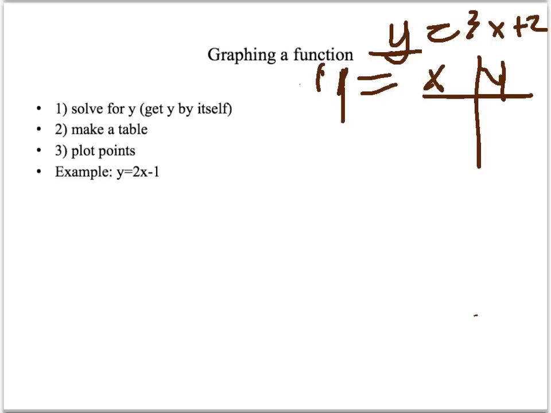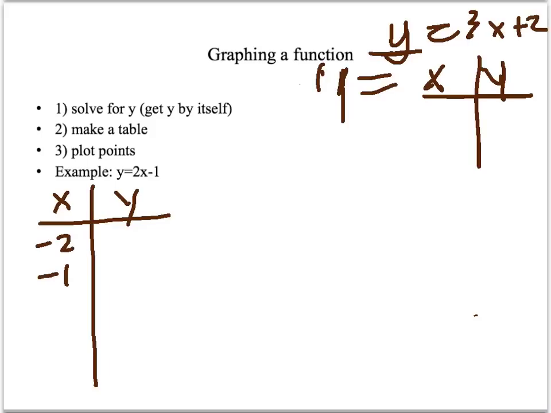Then you plot the points on a coordinate plane. So for example, y equals 2x minus 1. Well, number 1, get y by itself. Oh, check it out. It's already by itself. Number 2, make a table. So I have x and I have y. And I'm going to say x equals negative 2, negative 1, 0, 1, 2.